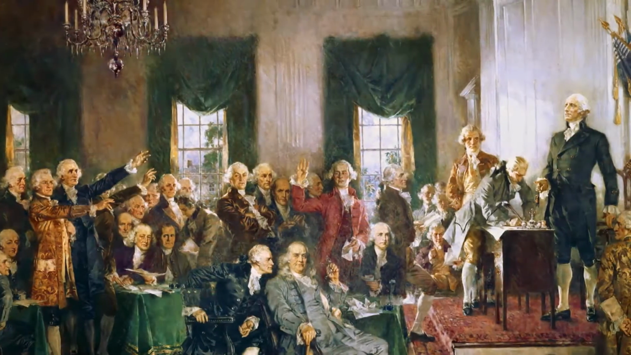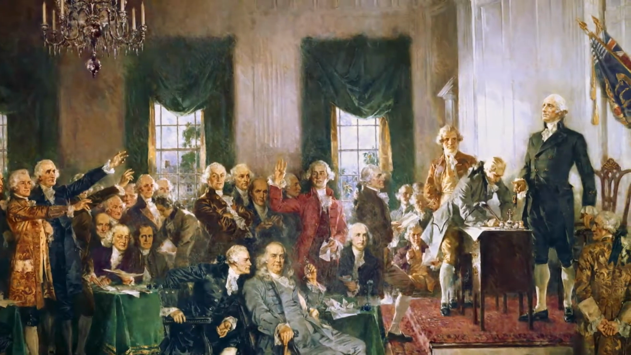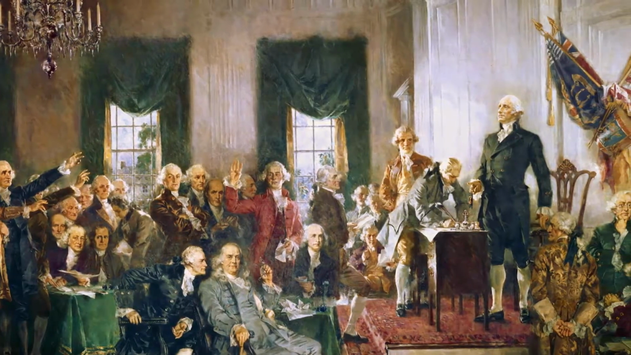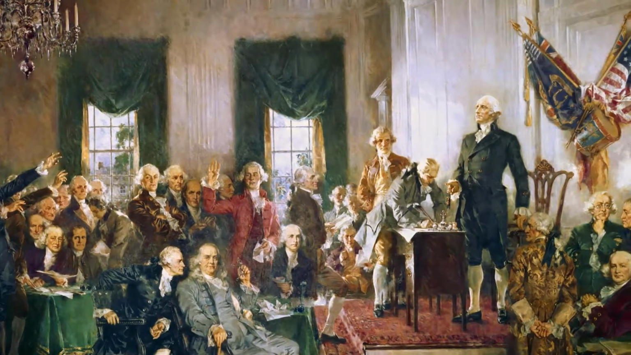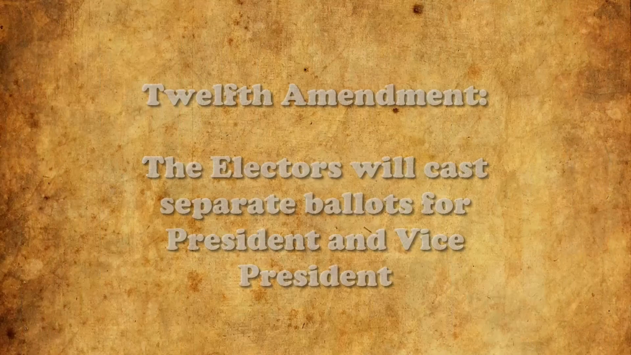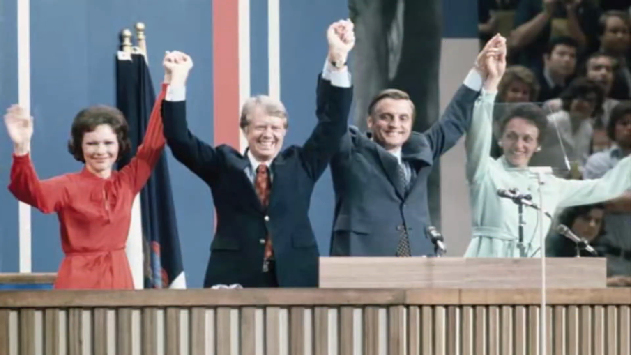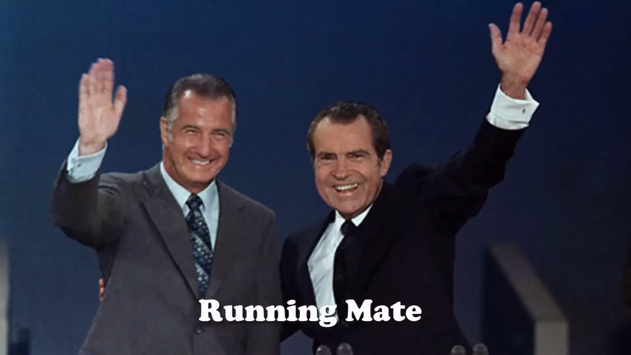When the Founding Fathers wrote the Constitution, they determined that the Vice President would be the individual who finished second in the presidential election. However, this was changed by the passage of the 12th Amendment in 1804, which stated that separate votes would be cast for President and Vice President. Since that point, vice presidential candidates have been chosen by presidential candidates as running mates.